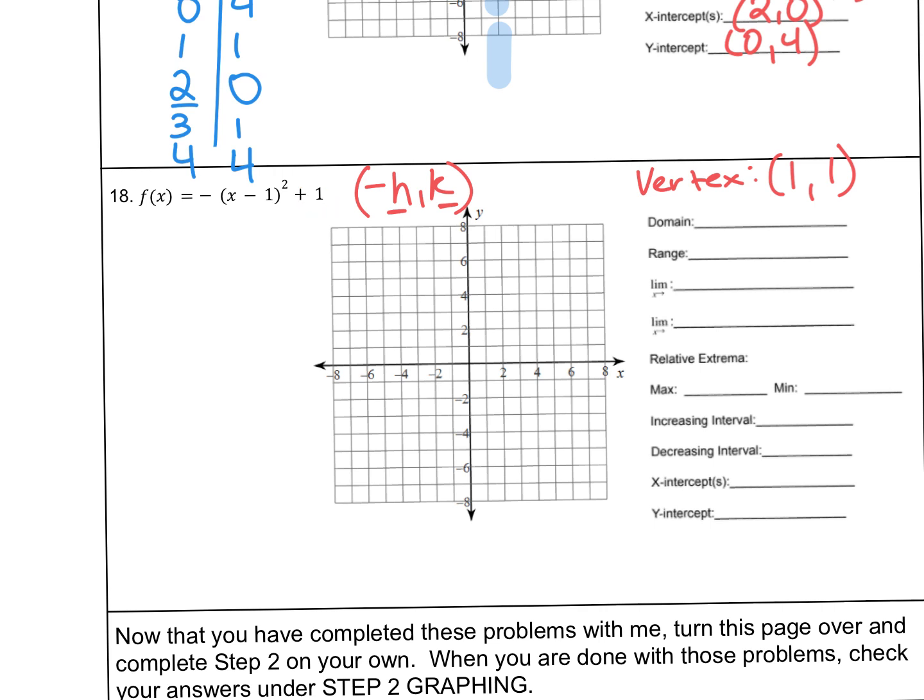And now we build our table around that. So this one's actually a lot easier. So 1, 1 goes in the middle. Two numbers to the left of 1 are going to be 0, -1. To the right, 2 and 3. And now we just plug them in.